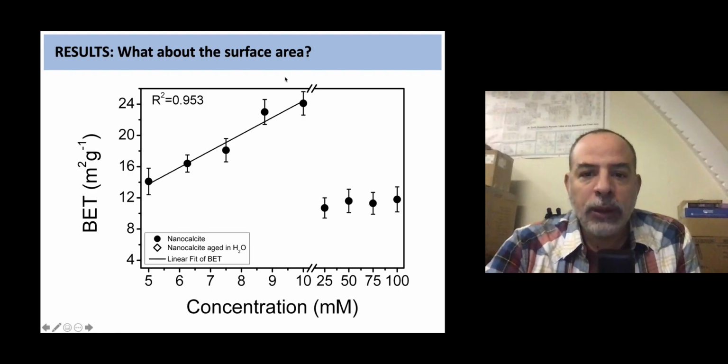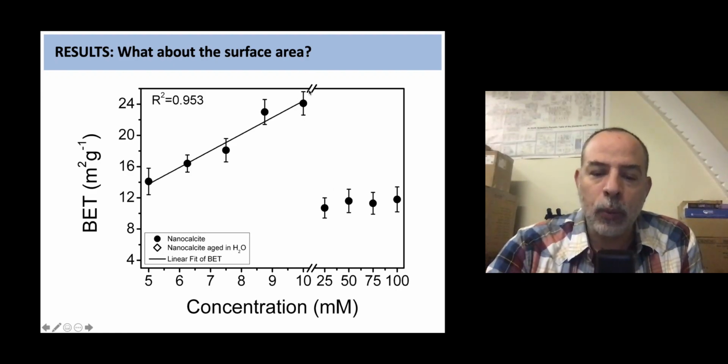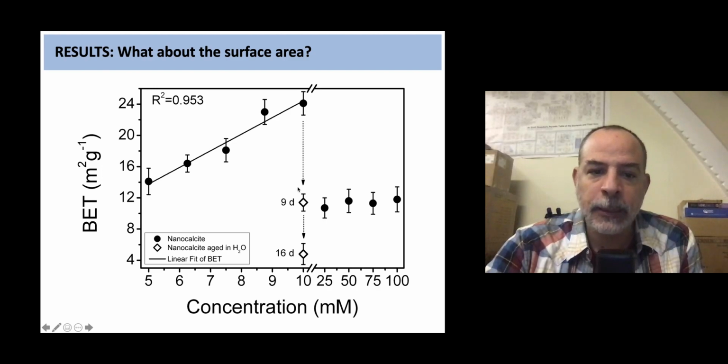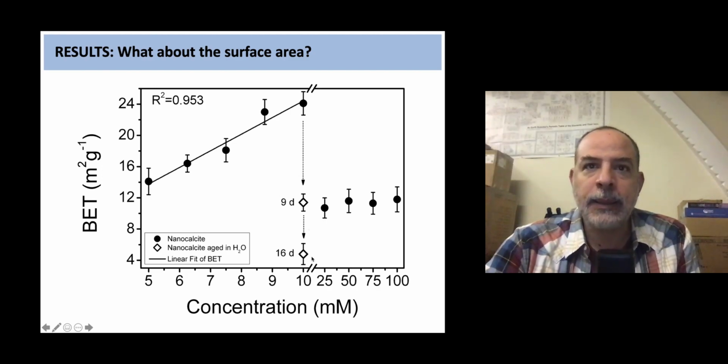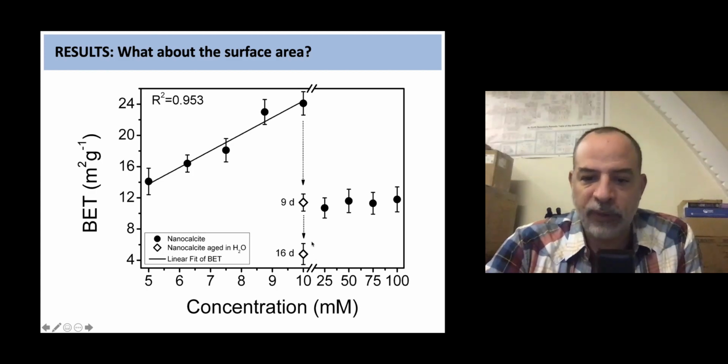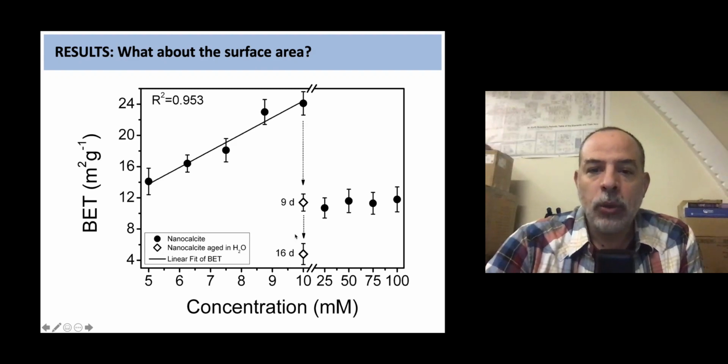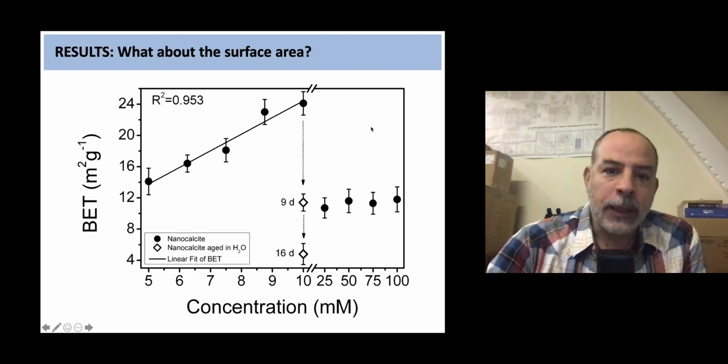All right, if we take this nanocalcite with the highest surface area, we can put this nanocalcite in water and the surface area will decrease. In 9 days, it decreases in half. In 16 days, it decreases to 20% or 15%, to 4 square meters per gram. So let's see how this nanocalcite looks.